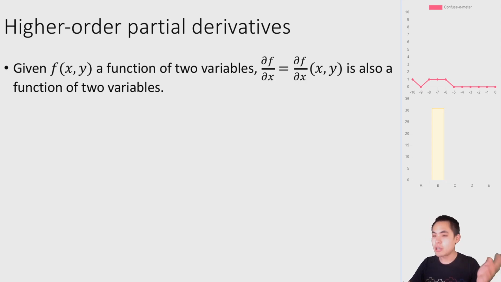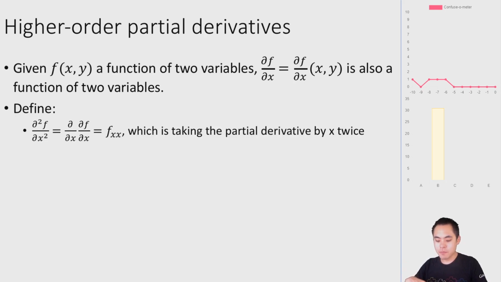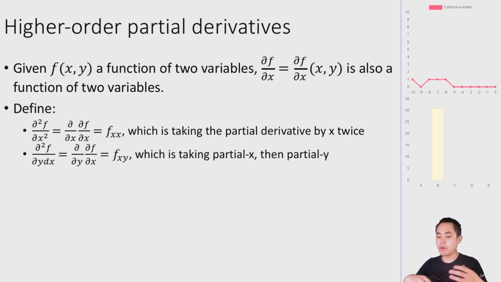So if you have some function, we're going back to a two-variable function from R2 to R, and you can define del squared f by del x squared, or sometimes you write it fxx, which is taking the partial derivative by x twice. Or you can do del squared f by del y del x. Be careful, this ordering and that ordering are not actually the same, because what this is saying is you're taking the partial derivative with respect to x first, and then the partial derivative with respect to y.